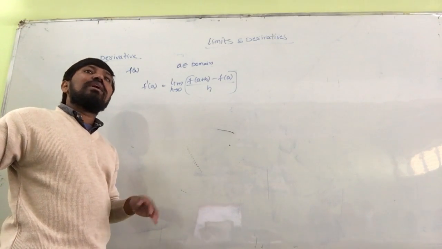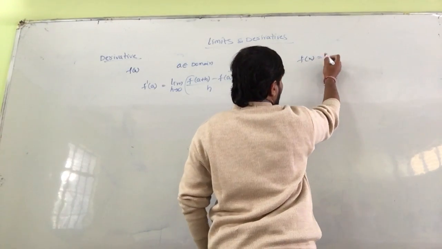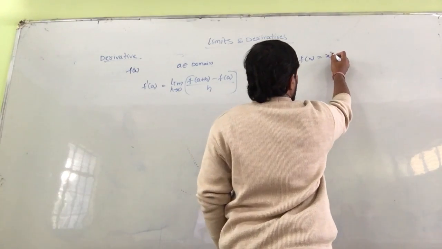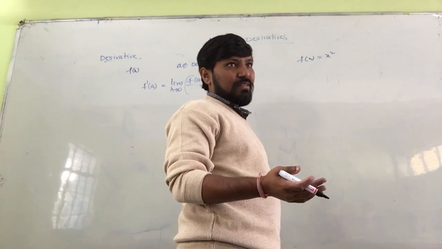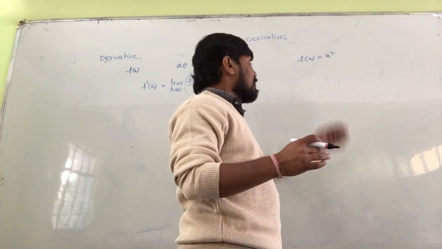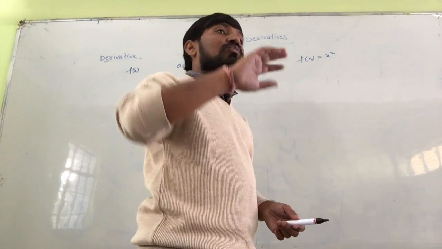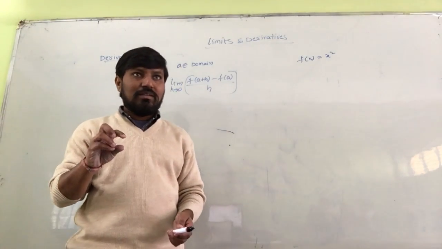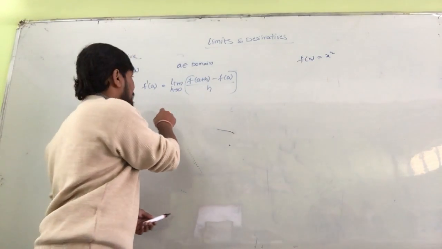Now normally, what does the derivative of the function mean? Suppose a function f of x is given to you, say x square. You know what f dash of x is? The derivative f dash of x is a function. And what is f dash of x at 2? Whatever f dash of x you get, substitute 2 in that expression. That is f dash of a.